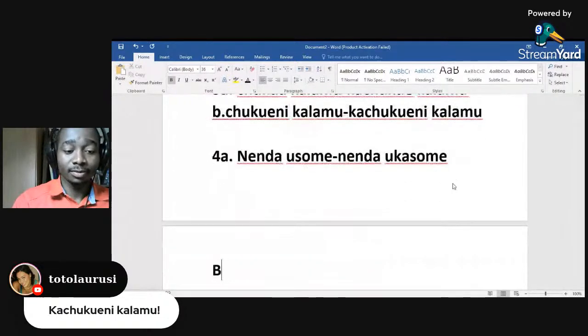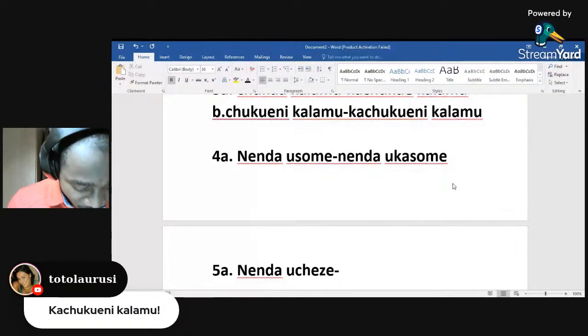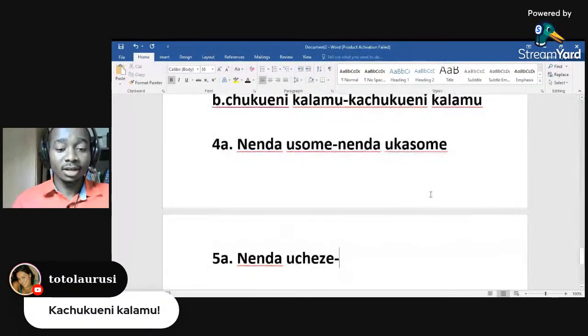Nenda ucheze. How will this be? Nenda ucheze or enda ucheze. How will this be? Using the ka.